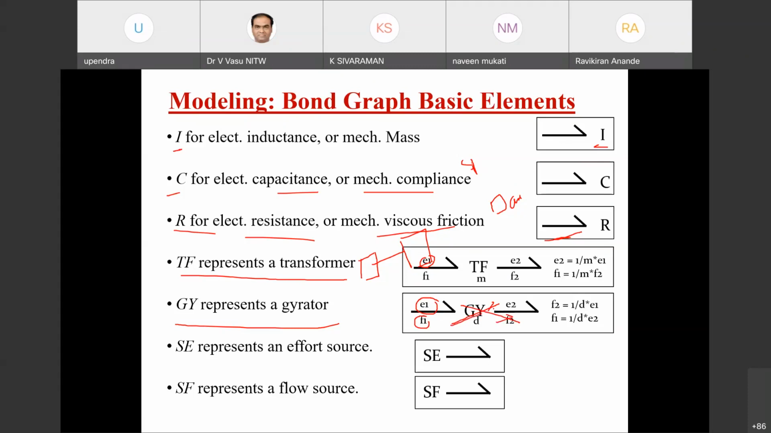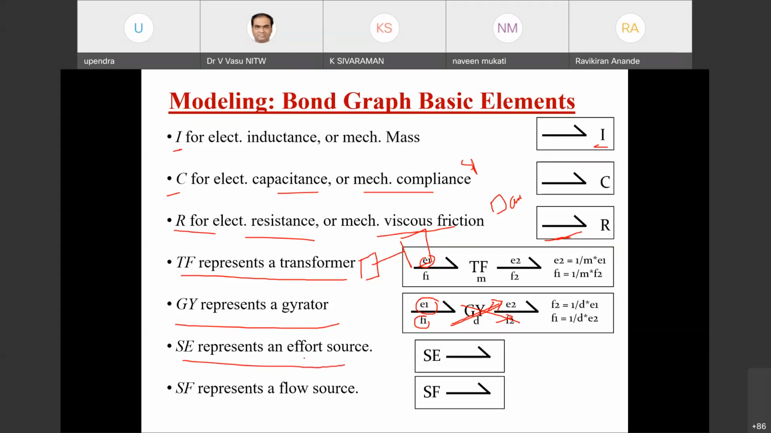If we have two subsystems, and the effort is directly transferred from subsystem one to subsystem two, then we are able to use the transformer. If the effort from subsystem one is converted to the flow of the other system, and we have the reverse, then you have to go for the gyrator.